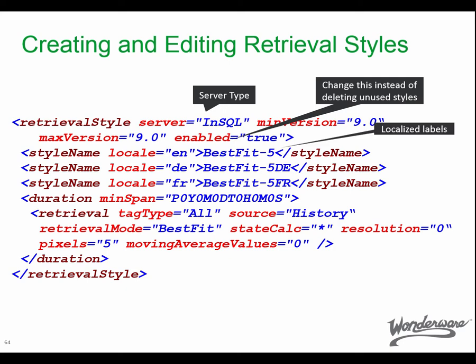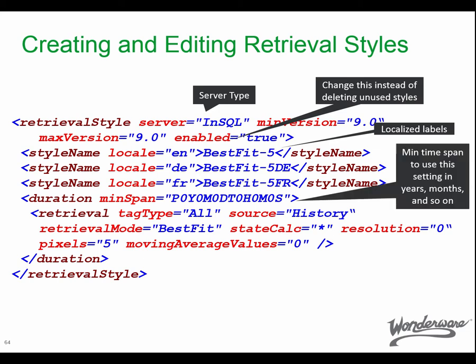Then we have the localized labels. So in this case, we have one for English, one for Dutch, one for French. And then we start defining the duration ranges. The string assigned to the min-span attribute has the format years, months, days, hours, minutes, and seconds, where the P and the T are separator characters.